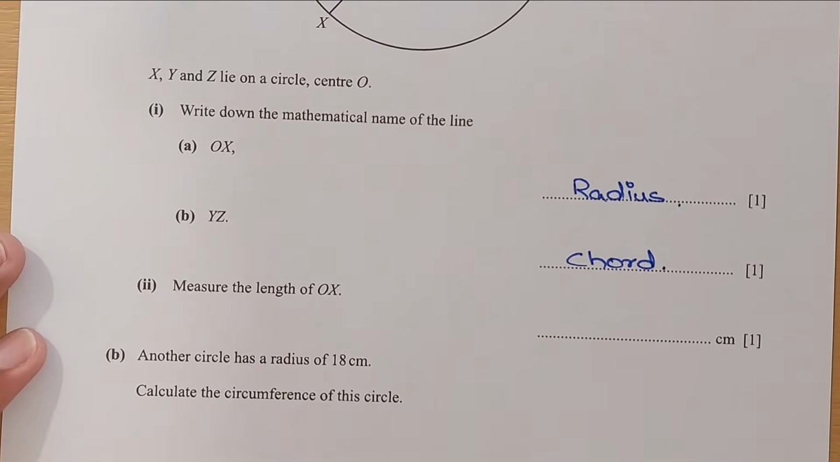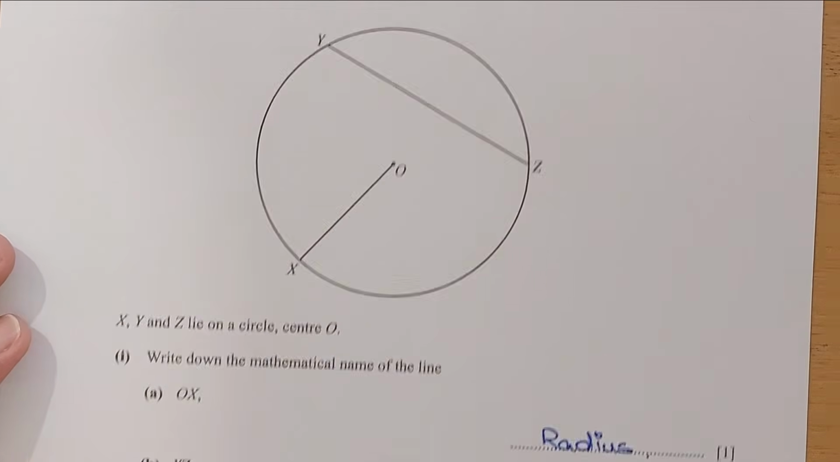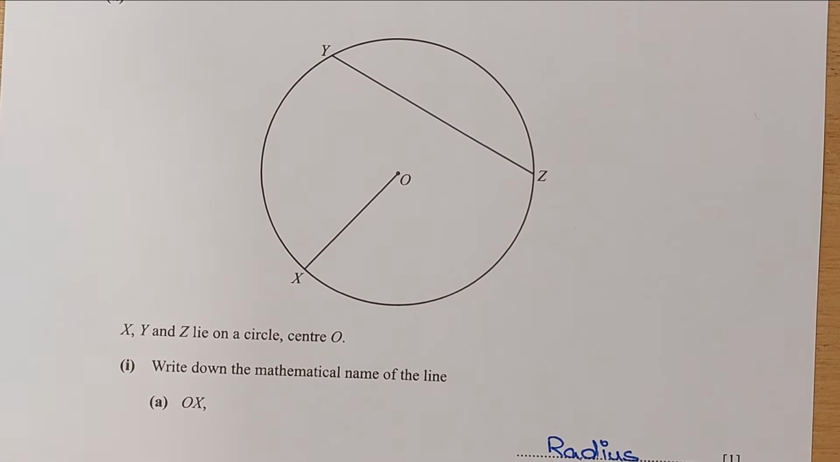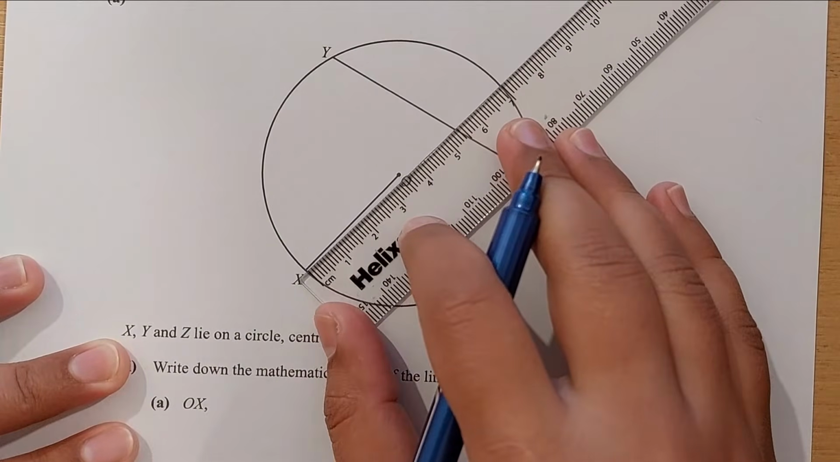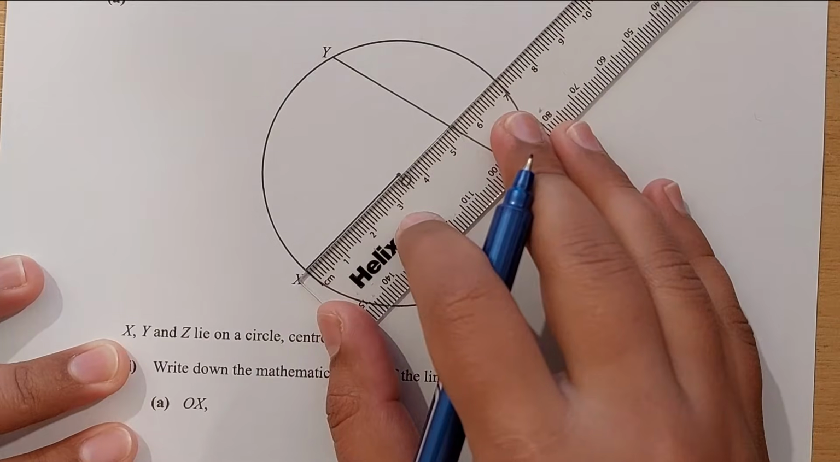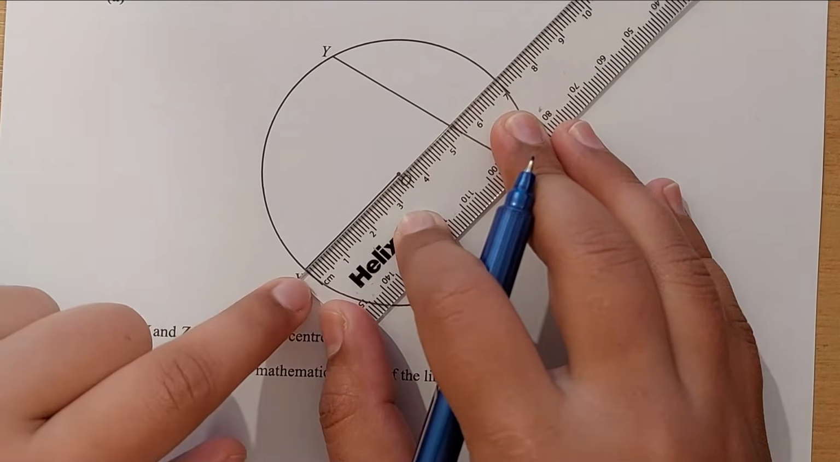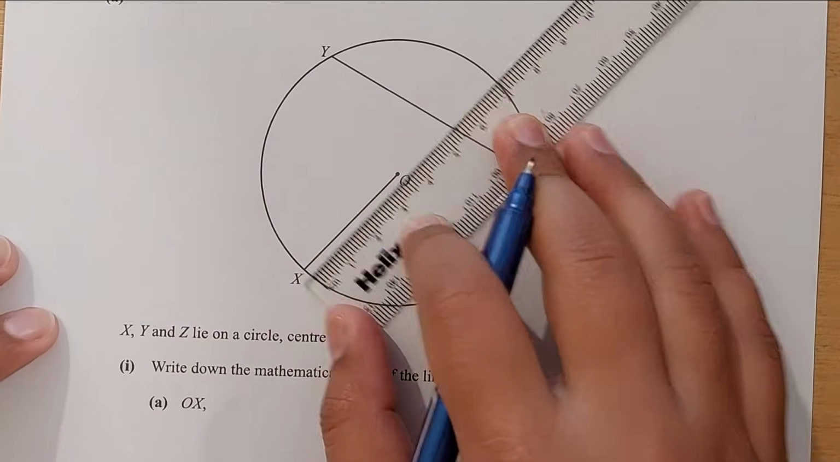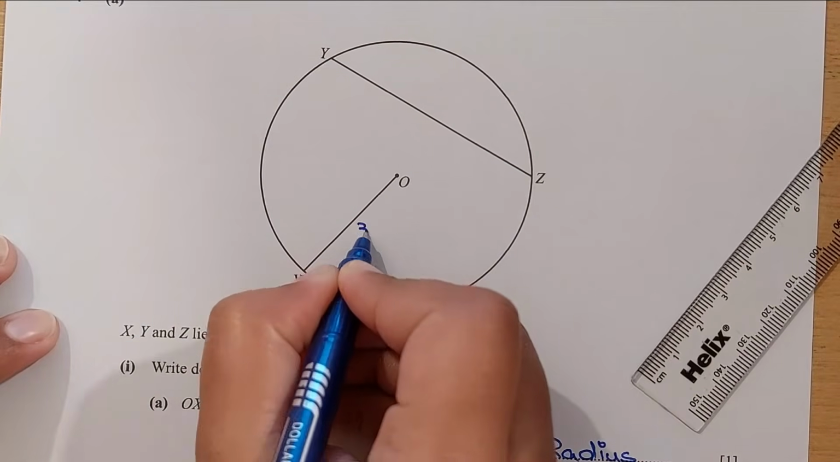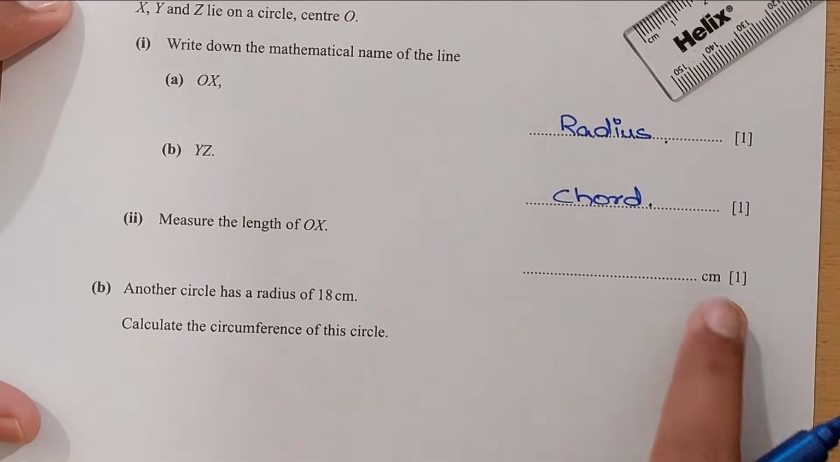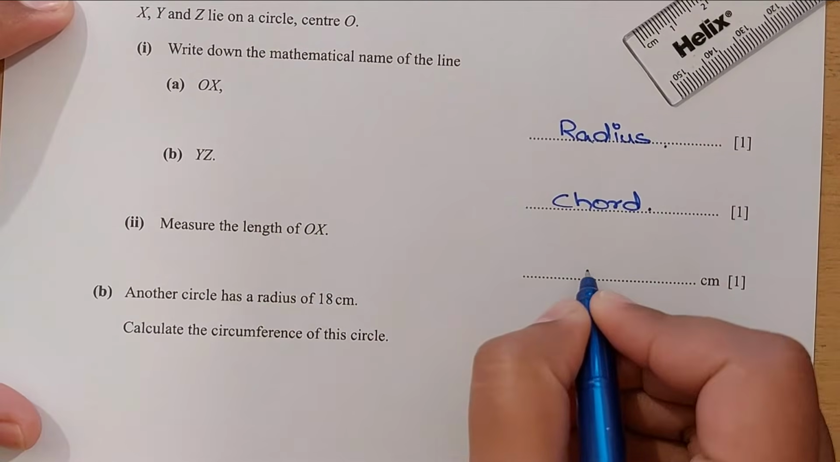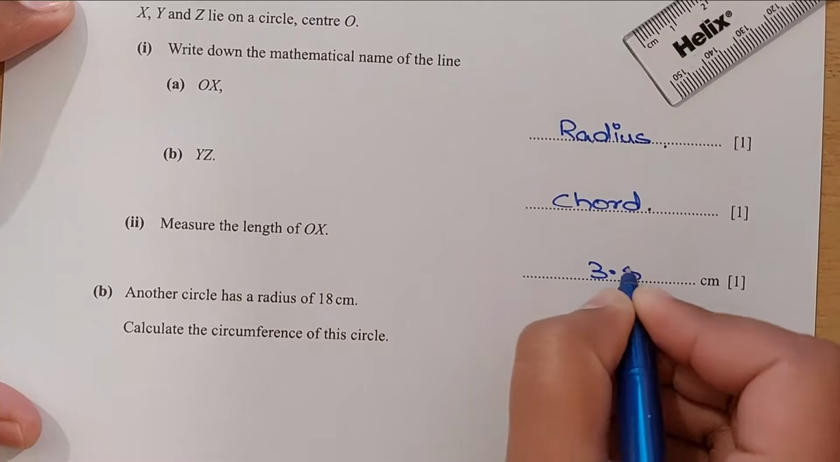Now for the second part, measure the length of OX. Just use a ruler and measure the length. What is the length of OX in centimeters? From this point to this point, it is 3.5 centimeters. So OX is 3.5 centimeters. We have already been given the unit, 3.5.